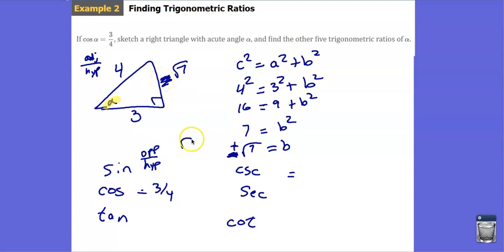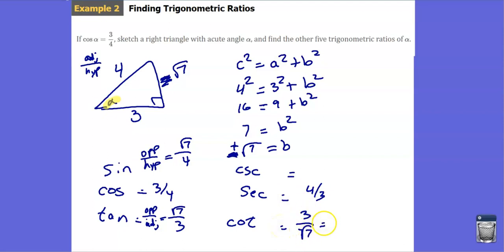So opposite would be the square root of 7 over hypotenuse is 4. Tangent is opposite over adjacent. So square root of 7 over 3. And then the other ones are just all with the reciprocal. So 4 over 3. This would be 3 over the square root of 7, or 3 square root of 7 over 7. And this would be 4 over the square root of 7, or 4 square root of 7 over 7.